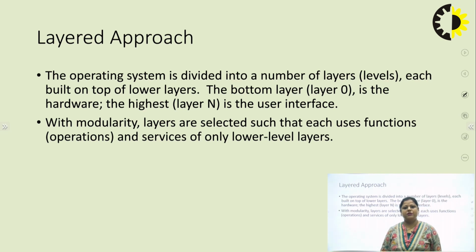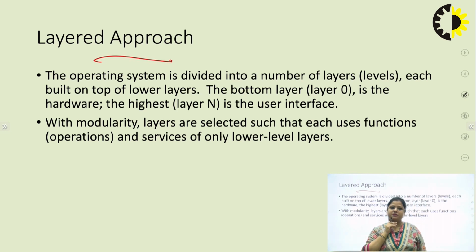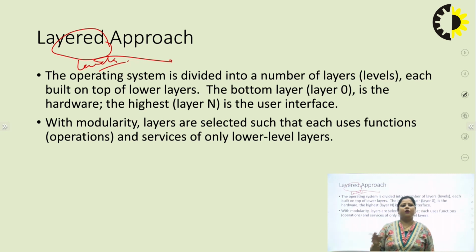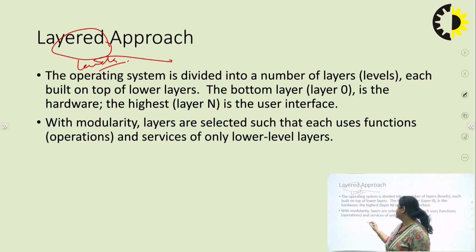Next is layered approach. What is layered approach? There are some layers in the operating system. The operating system is divided into a number of layers, or levels, each built on top of lower layers. The bottom layer, layer 0, is the hardware, and the highest layer is the user interface, depending on how many layers are there in that structure. With modularity, layers are selected such that each uses functions, operations and services of only lower level layers.